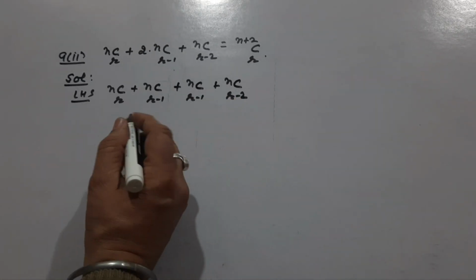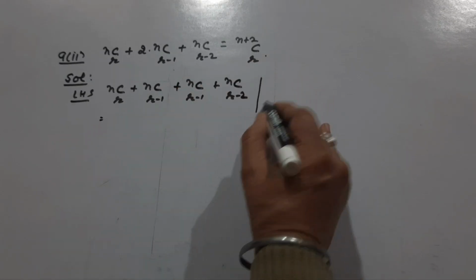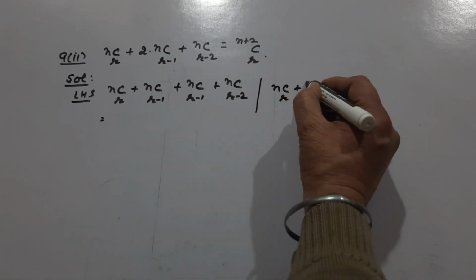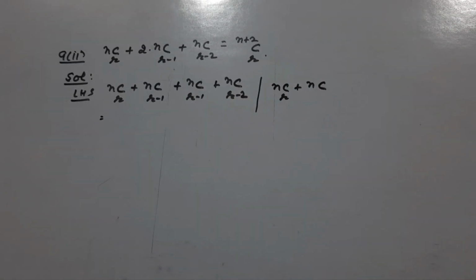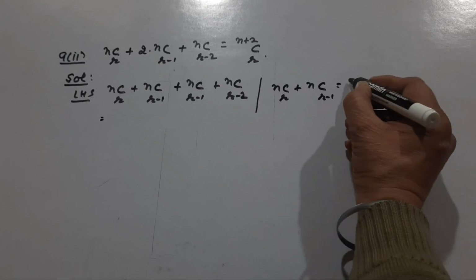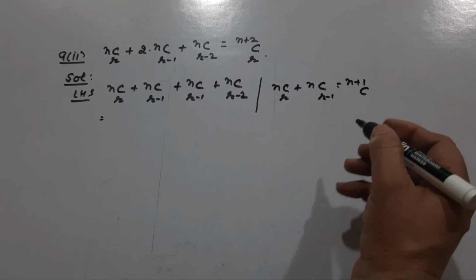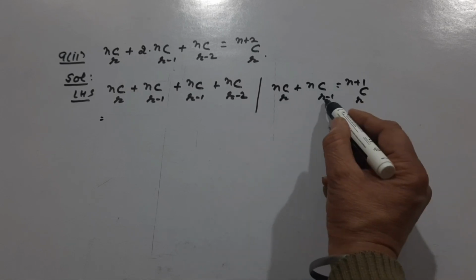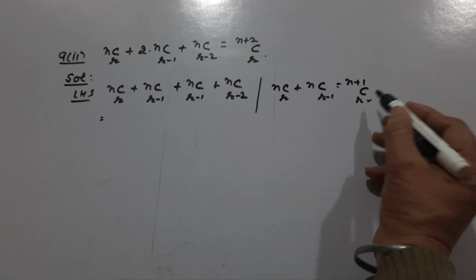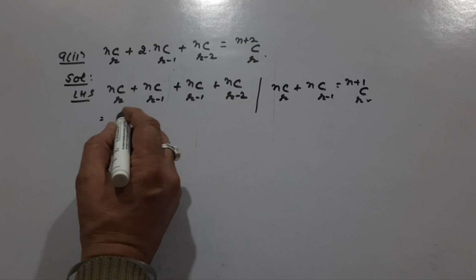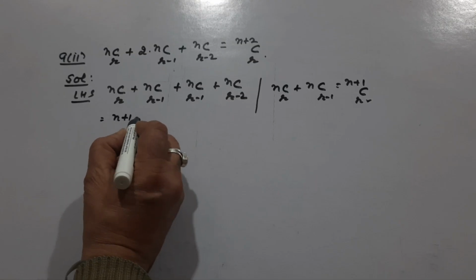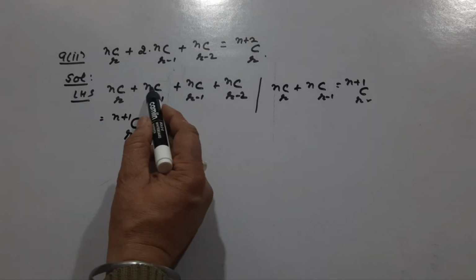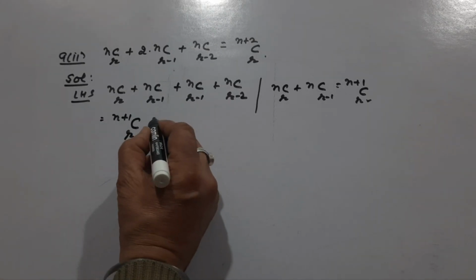Now nCr + nCr-1. Students, I have told you the property nCr + nCr+1 last time in the previous video. nCr + nCr-1 is equal to n+1Cr. Here to n we add one, and of r and r-1, the number which is greater, we write here. Now nCr + nCr-1 is equal to n+1Cr. To n we add one, and of r and r-1 we write the greater one.